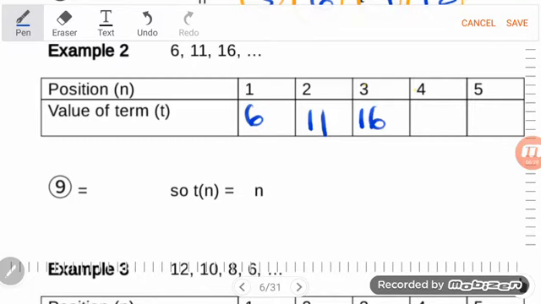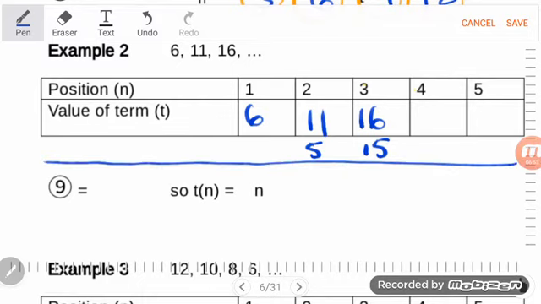Alright, step 2. Let's work out the difference. Has it gone up or down? Yep, from 6 to 11, it's increased by 5. From 11 to 16, it's increased by 5. Cool. That was easy. Difference.